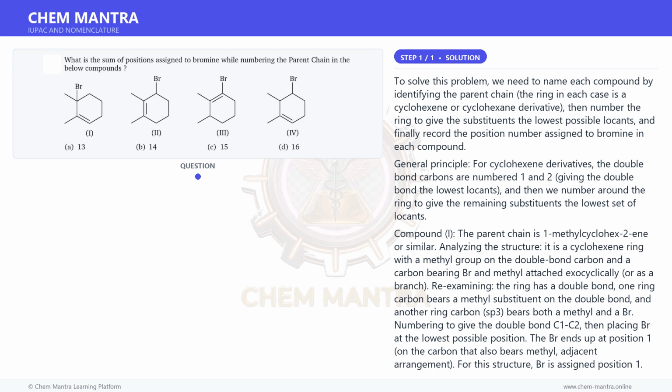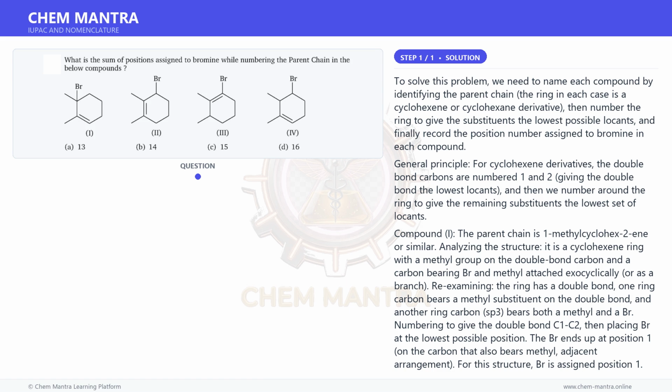Compound 1, Br at C1, position 1. Compound 2, Br at C1, position 1. Compound 3, Br at C6, position 6. Compound 4, Br at C6, position 6. But 1 plus 1 plus 6 plus 6 is equal to 14, not 15.